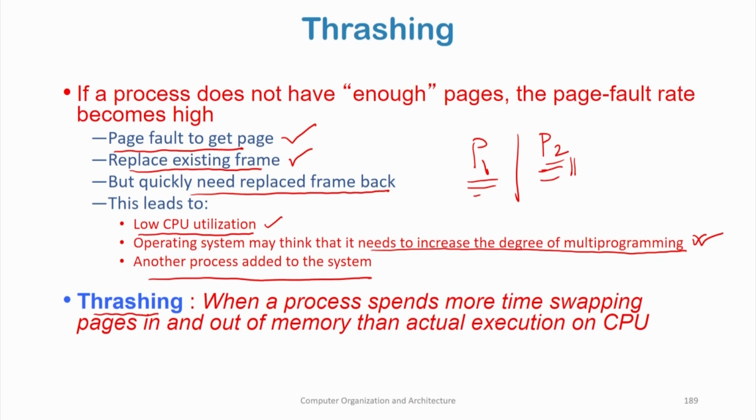When a process spends more time swapping pages in and out of memory than actual execution on the CPU, we say that the system is undergoing thrashing, or the process is undergoing thrashing. When a process spends more time in swapping pages in and out than actual execution on the CPU, then we say that the process is thrashing. If this process is thrashing for a long time and the thrashing is severe, it will also degrade the performance of the entire system, as we discussed.